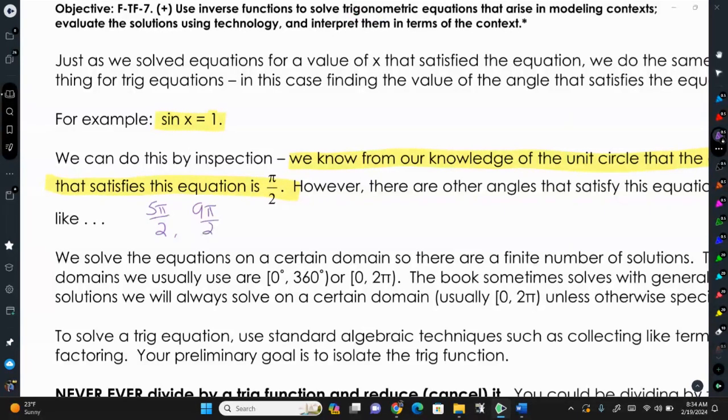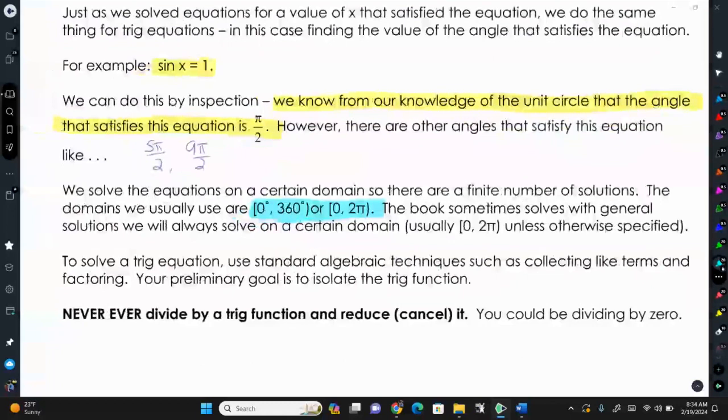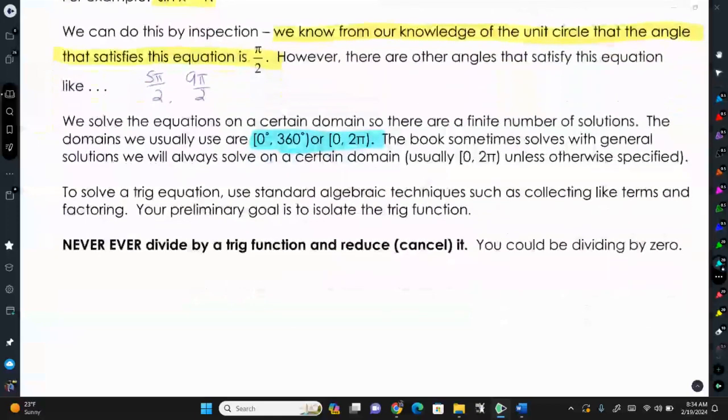So to make this a little bit more manageable for us, we're always going to have the restriction that our answer is going to be between 0 and 2 pi, or 360 degrees. The book will sometimes go on forever, but for all of us, we're going to be doing 0 to 360 or 0 to 2 pi.